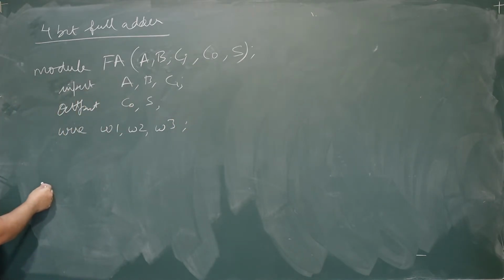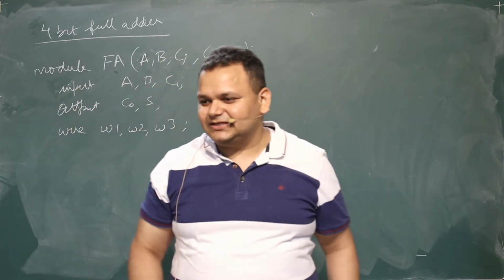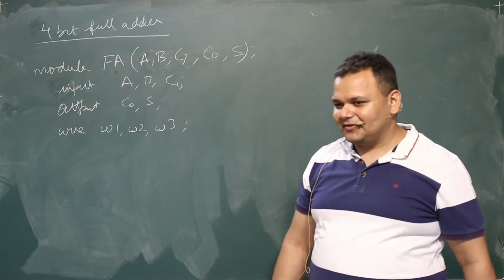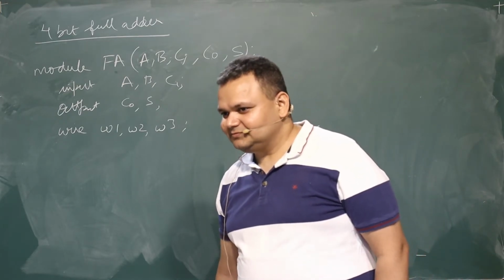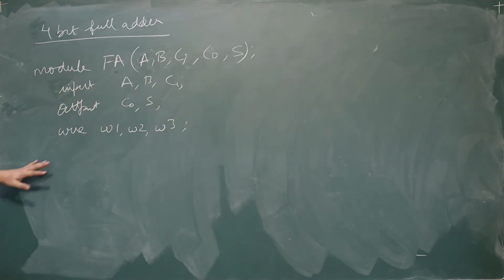Excuse me, sir. Sir, इधर A और B दोनों ही 4-bit के binary numbers हैं. नहीं. We are starting with a full adder, 1-bit full adder. That was the question that somebody asked, that we'll do a hierarchical design or not. Okay, sir. So we're declaring 3 wires. If we require more wires, we'll add more. Don't worry about it.